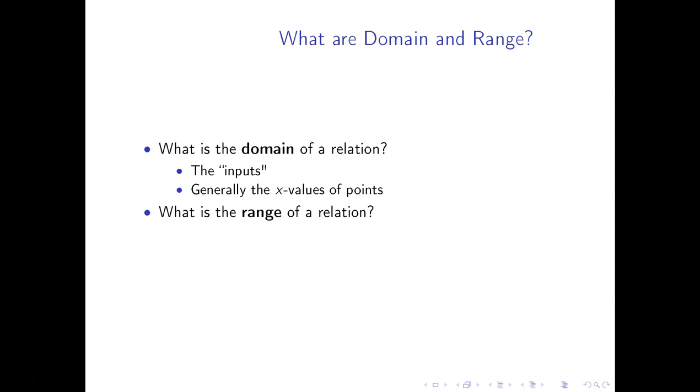Now, if domain is inputs, range, you can probably guess, is the outputs. But think about it, if I've already used x for domain, what's left for range? Hopefully you're thinking y's. Now you're on the right track. So anytime we're looking at things, the x's are typically going to be the domain, and the y's are typically going to be the range.